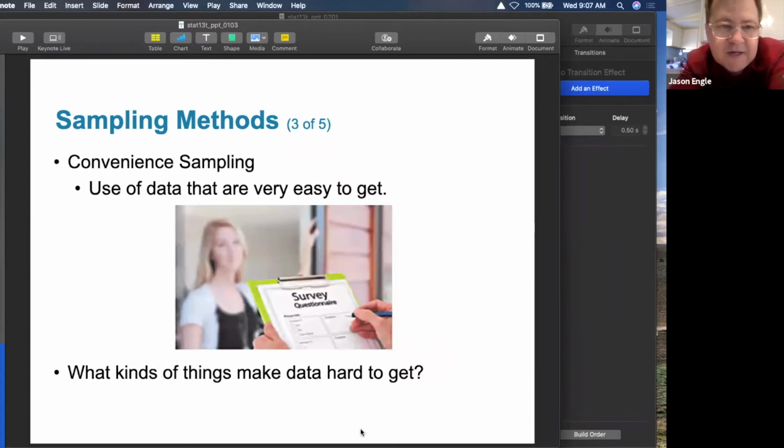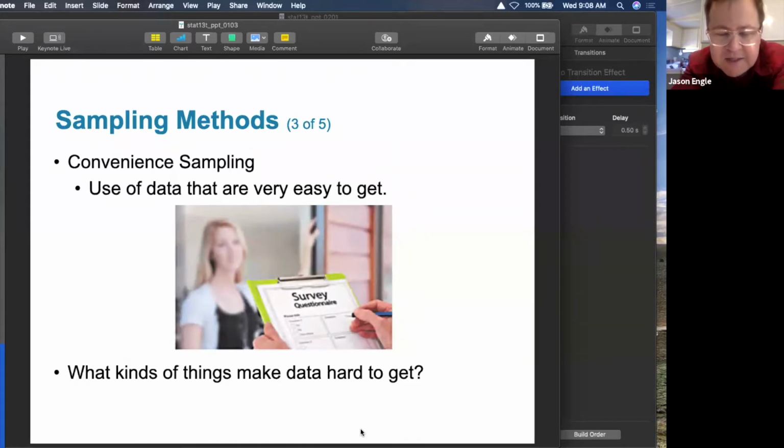That's 2 out of 5. The third type of sampling is called convenience sampling. This is the use of data that's very easy to get. That makes sense? So convenience sampling, like the name implies, is the most common simply because it's easy, okay? But there could be a trade-off.